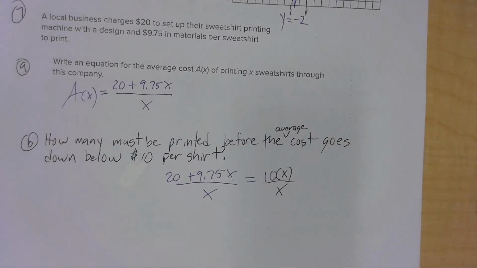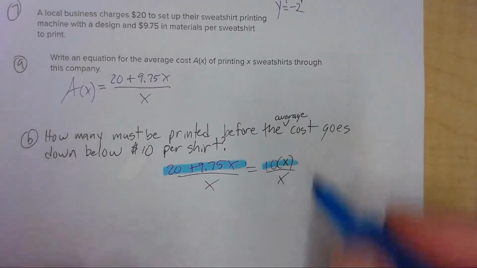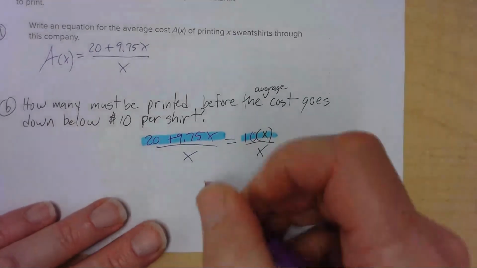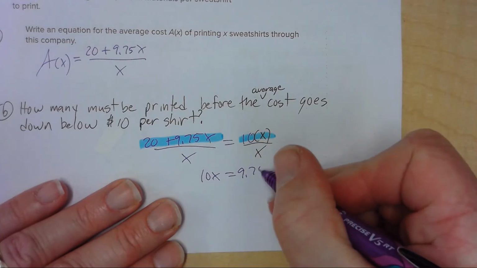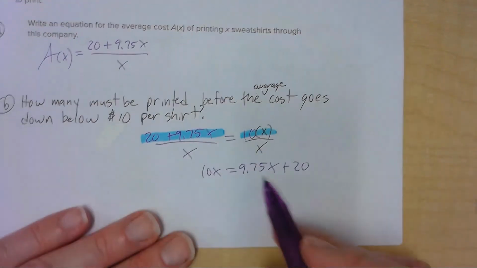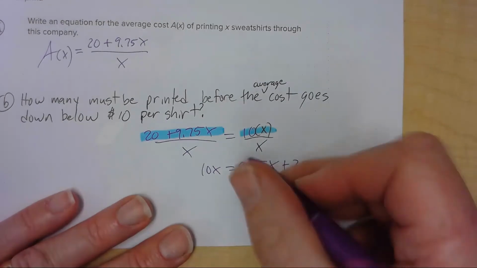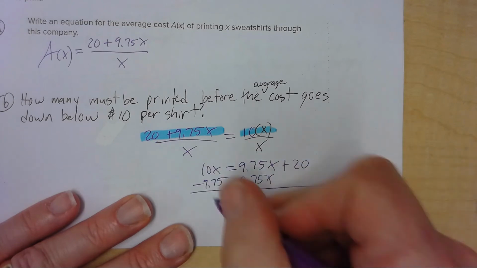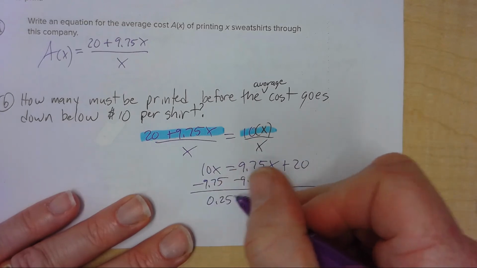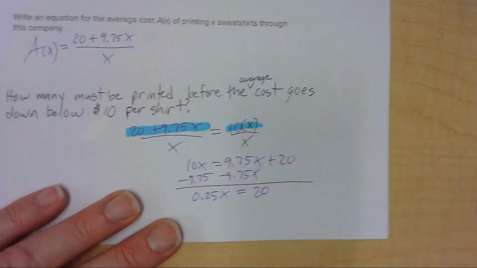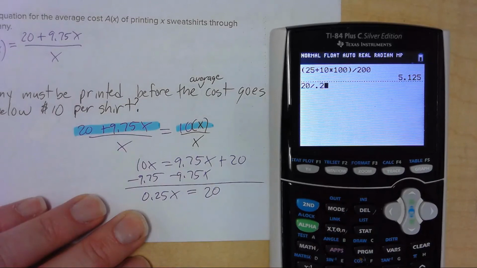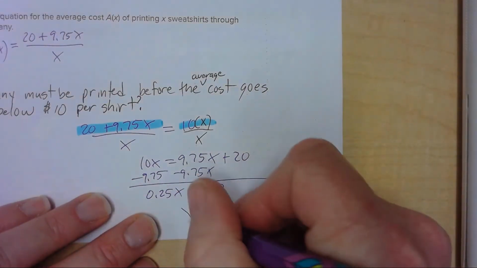Now we do that trick that I've been showing you. The numerator has to equal the numerator. So if the denominators are the same, the numerators are the same. So I do 10x is equal to 9.75x plus 20. I'm going to subtract over 9.75, which is a quarter. 0.25x is equal to 20. So then I got to divide. 20 divided by 0.25 equals 80. So x is equal to 80.